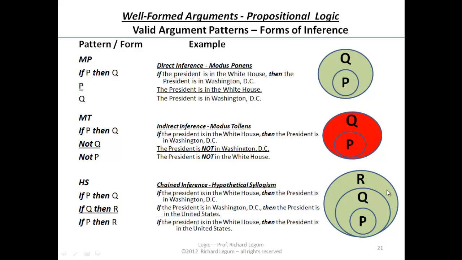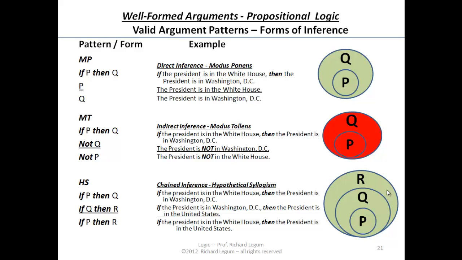Let's quickly review the patterns that we've just looked at in propositional logic. First one, the direct form of inference, modus ponens. If P then Q, P therefore Q. We see the diagram over there on the left. If P is true, then Q is true. And we also know P is true, it's green, therefore Q is also true.